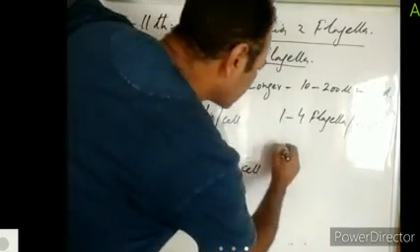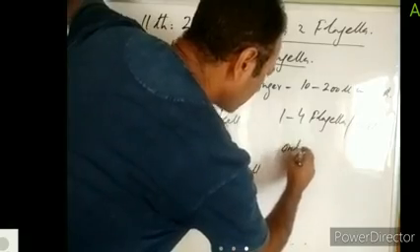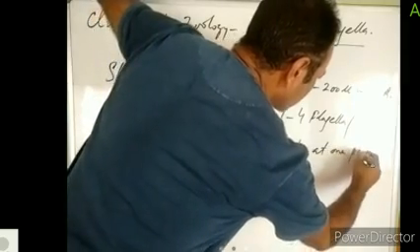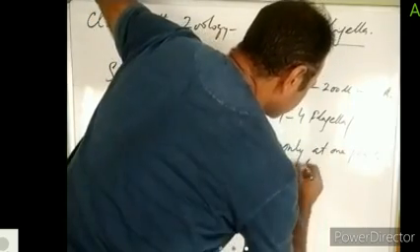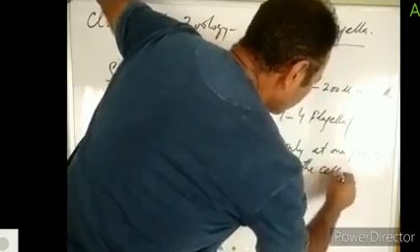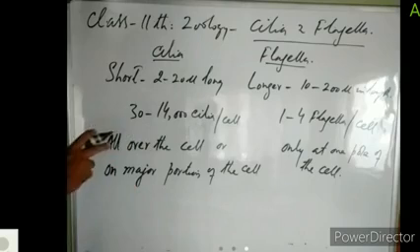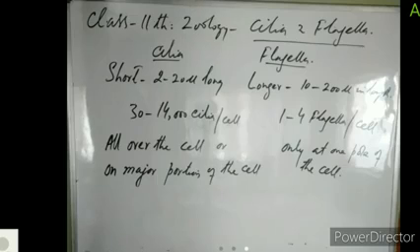The flagella are present only at one pole of the cell. Flagella are not found all around the cell. Flagella are usually restricted to one pole of the cell. In contrast to that, cilia are present all around the cell, or on a major portion of the cell, right?